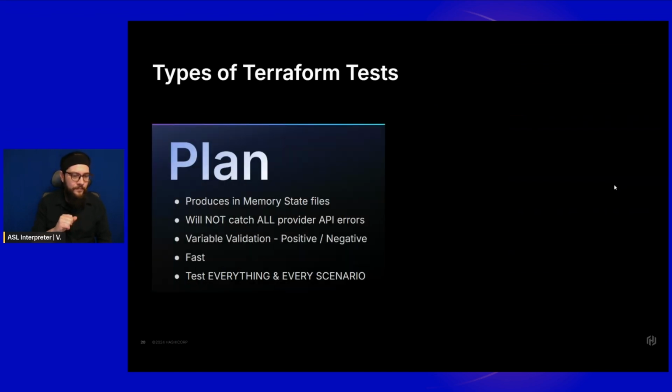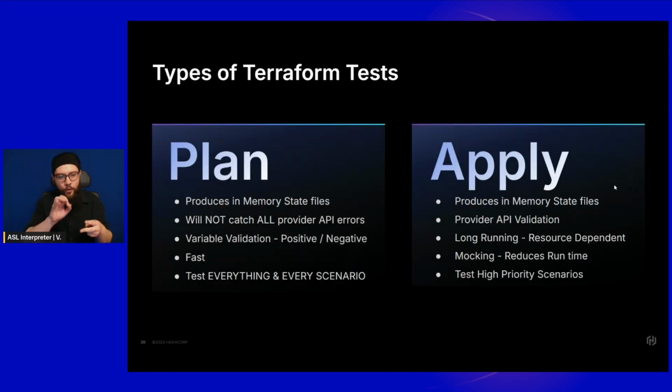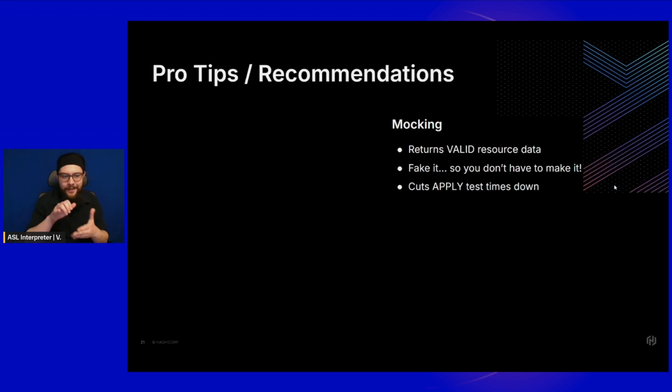There's two different types of Terraform tests. There's plan and apply, and I'll just quickly review here. They both produce in-memory state files. We need to think about how those state files are broken down with our run jobs and modules so that we're creating resources when we want to and not creating resources when we don't want to. Plans aren't going to catch your API errors. Apply obviously catches our API errors. They can be long running though on the apply side, so using mocking and only testing your high priority scenarios is a critical piece to this.